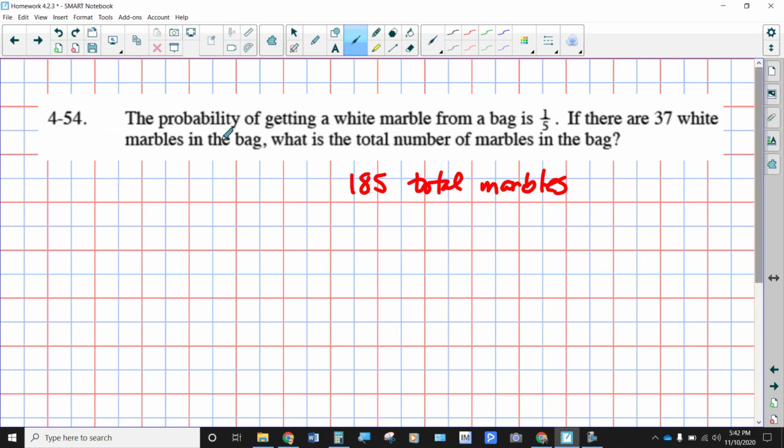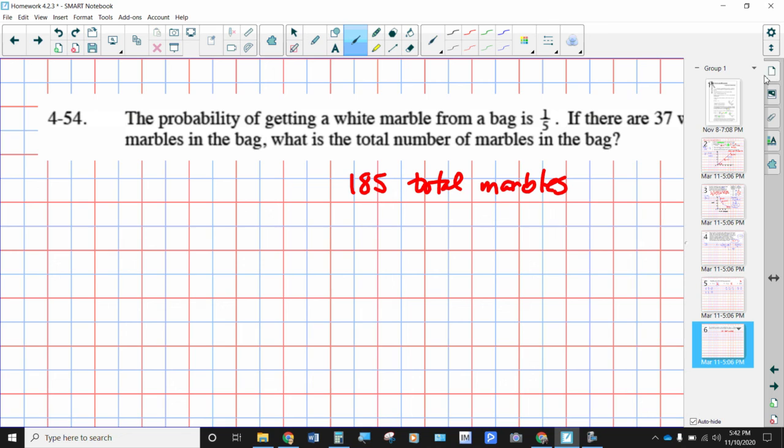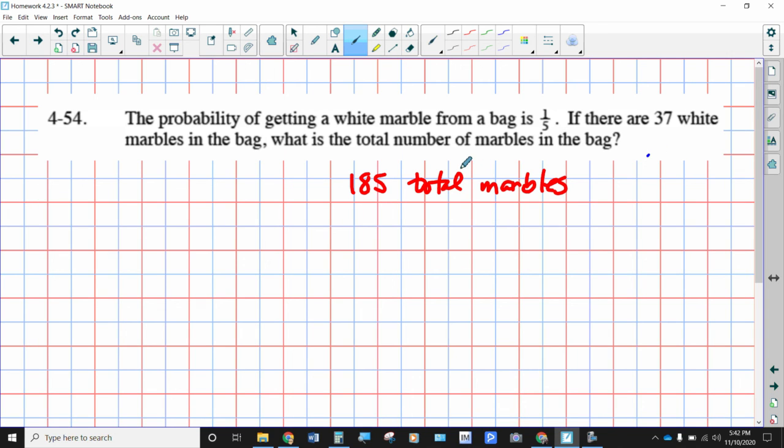All right, so last problem, I believe, right? 54, yes, that's the last problem, is a probability problem, which involves proportional reasoning. The probability of getting a white marble from a bag is 1 out of 5. Now, that's a simplified ratio. There could be 10 marbles in the bag, and 2 of them could be white. There could be 50 marbles in the bag, and 10 of them are white. We don't really know how many are in the bag.